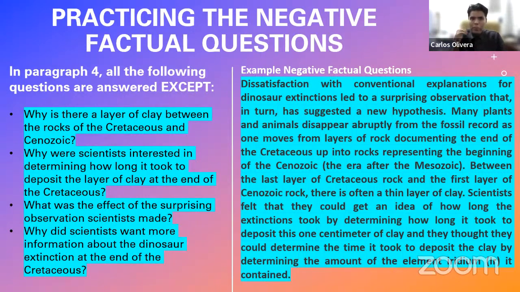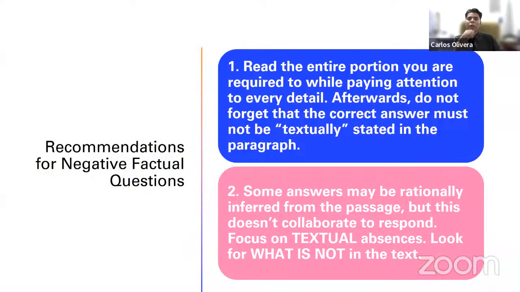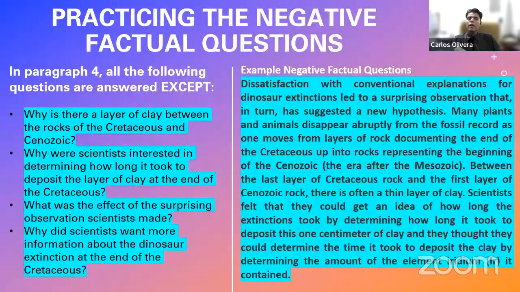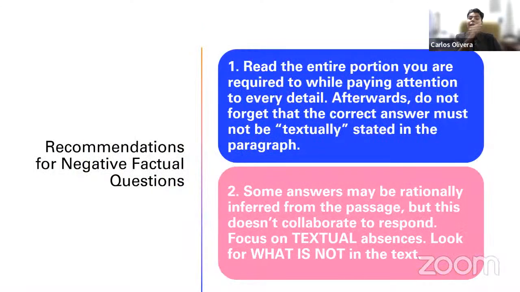Yes, Jelly? I didn't get what the recommendation was when we have these negative factual questions. What is the recommendation in order to answer this question correctly? Right, for sure. Let's go back then. What you have to do is, first of all, read the entire portion, paying attention to every detail. You have to read all the paragraph you're requested to, because you're always directed to the paragraph. If the question says paragraph 4, you go to paragraph 4 and read it, paying attention to details.